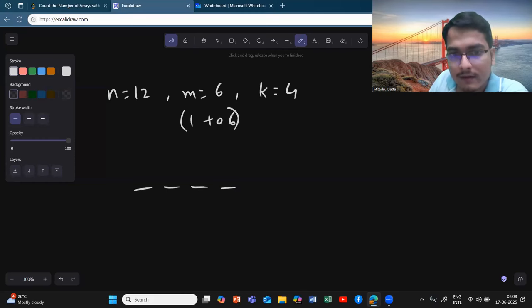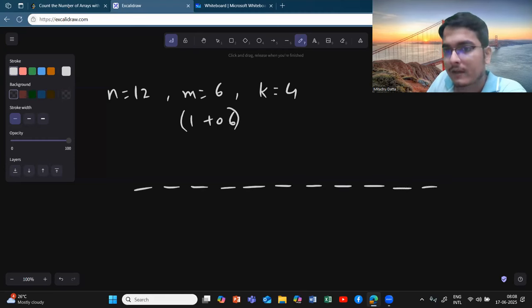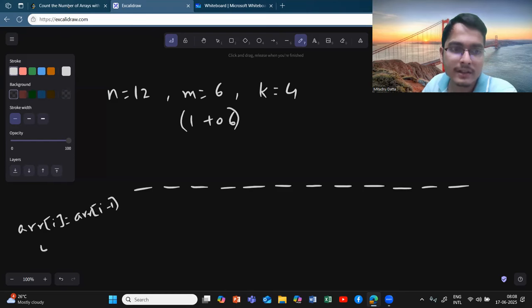Okay, we have a 12 length array, 4 5 6 7 8 9 10 11 12. Now you tell me how many such pairs of indices are there. We need to take care that arr[i] equals arr[i-1]. These kinds of pairs we need to take care of. Okay, and there must be k such pairs.